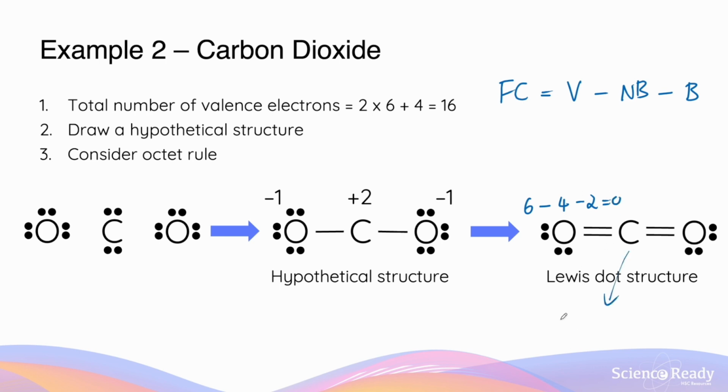What about for carbon? Carbon has 4 valence electrons, minus 0 non-bonding electrons, minus 4 bonds. So again, we get a formal charge of 0. So because all the atoms in this molecule of carbon dioxide have already achieved a formal charge of 0, this is the correct Lewis dot structure for carbon dioxide.